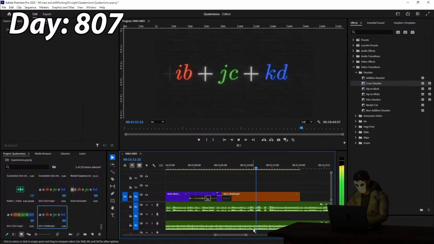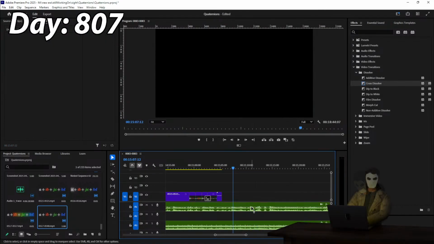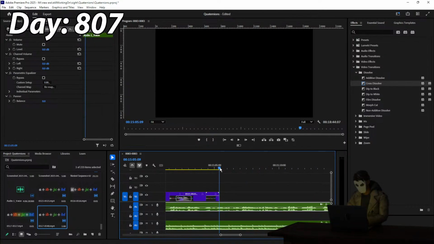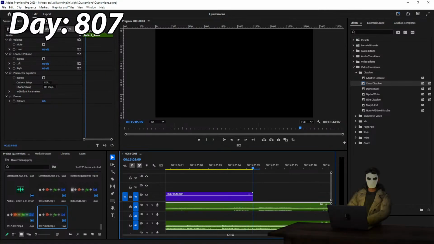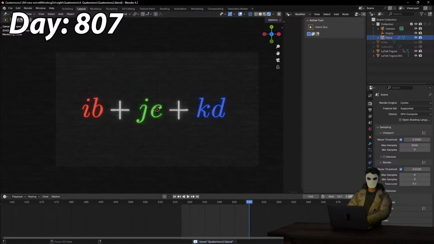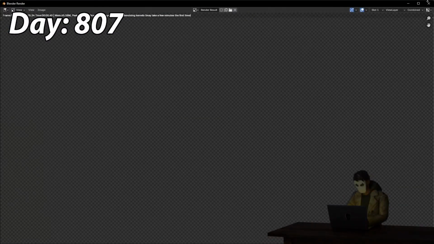I couldn't help but notice that one frame appears to be missing. Right here, the last one. You did not in fact render the last frame.